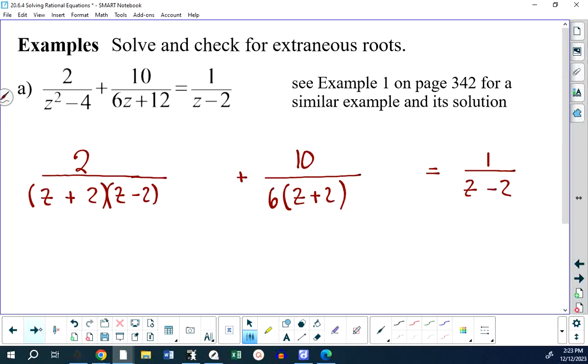I like to put those lines through my z's because my z's otherwise would look like 2's. What's something we can do here that has nothing to do with solving the equation that will make our life a little bit simpler? Reduce the 10 over 6 to 5 over 3. Right, reduce the 10 over 6 to 5 over 3. Why not work with smaller numbers right out of the gate?